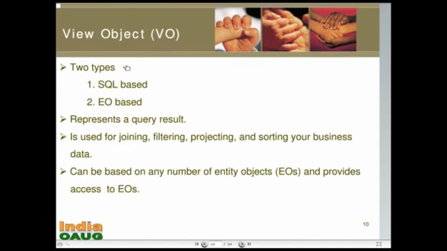So view objects are of two types: SQL based and EO based. SQL based means it represents the query result. It is used for joining, filtering, projecting and sorting. That is nothing but your join conditions, set operators, whatever is a valid SQL statement in the SQL prompt, you can copy and paste. Whatever you write in the SQL prompt will be copy pasted here. It can be based on any number of entity objects and provide access to entity objects.